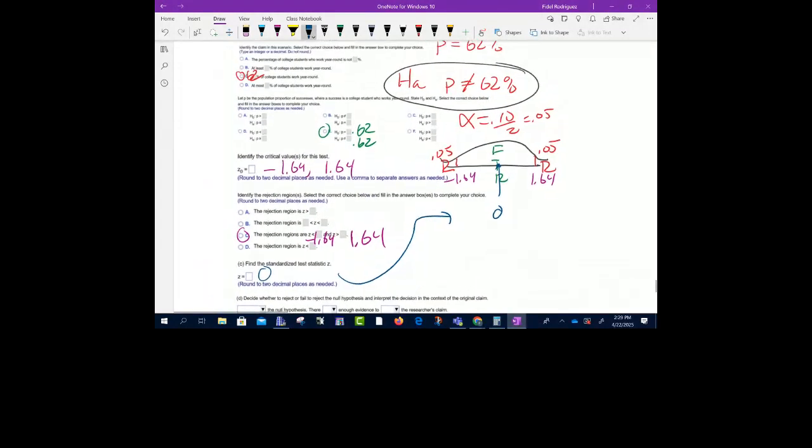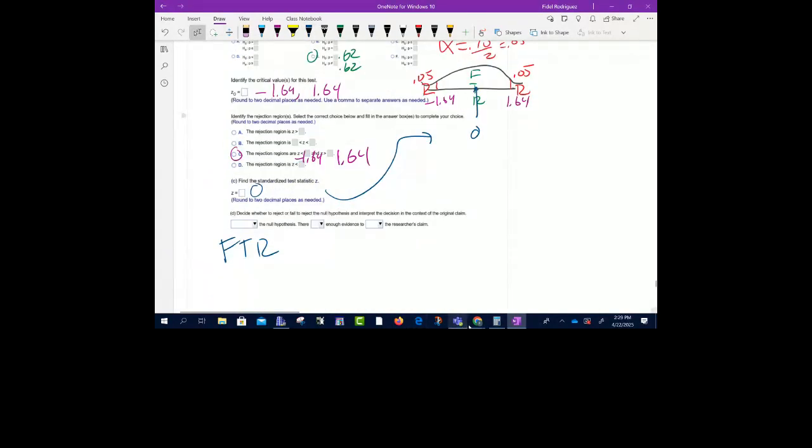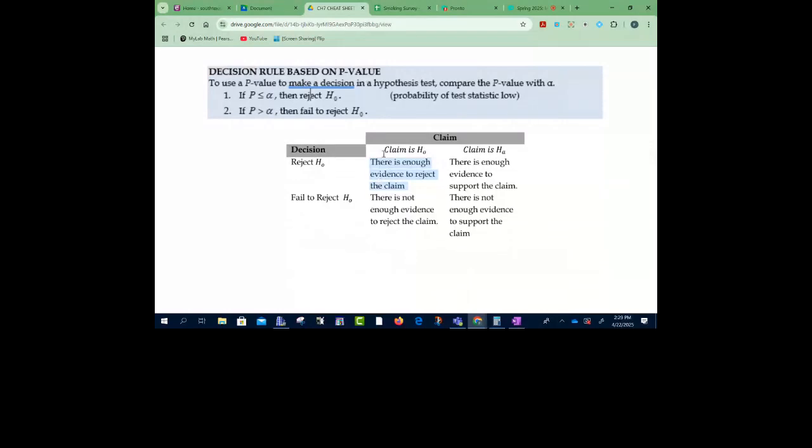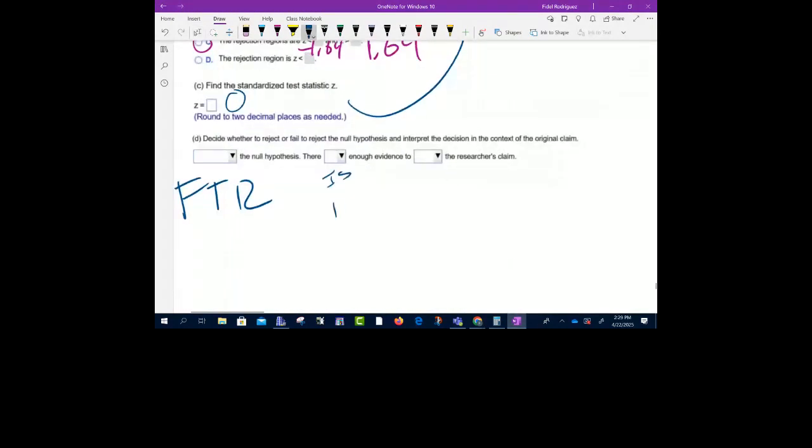Now, again, I'm going to scroll back up to the top. Our claim was the H0, and we failed to reject. So when I look at my cheat sheet, y'all, my claim is the H0, and we failed to reject. We're going to say there is not enough evidence to reject the researcher's claim. All righty.